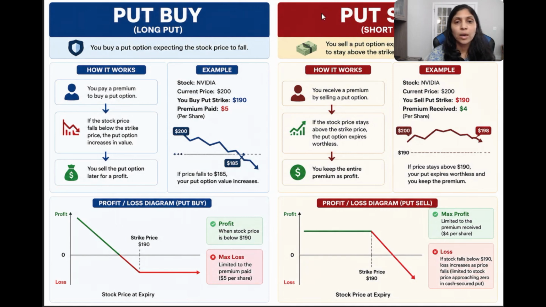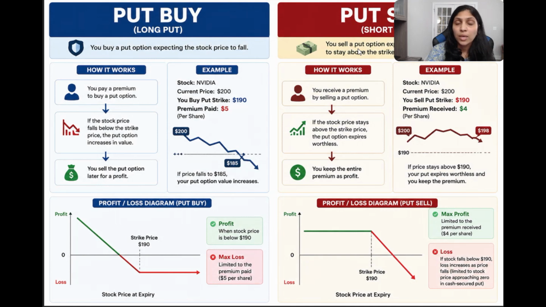Now we'll see put sell, or short put as some people call it. Before we discuss put sell, to open a put sell contract you should have collateral to buy 100 shares of that particular stock. In our case, we chose NVIDIA. So if you want to open a put sell contract on NVIDIA with strike price 190, you should have 190 times 100, $19,000 cash in your account, in your portfolio.